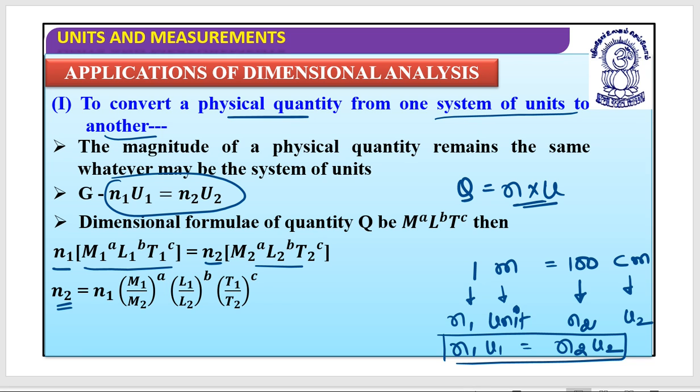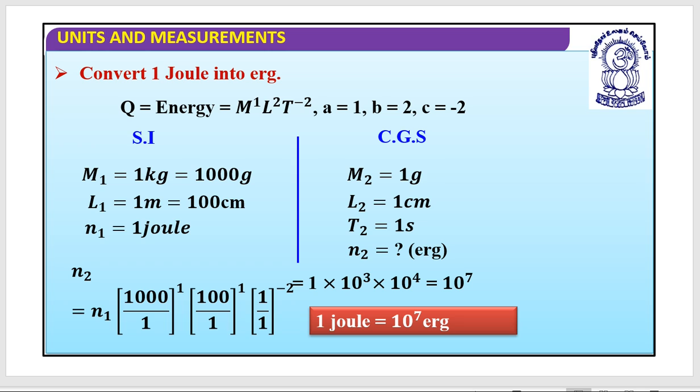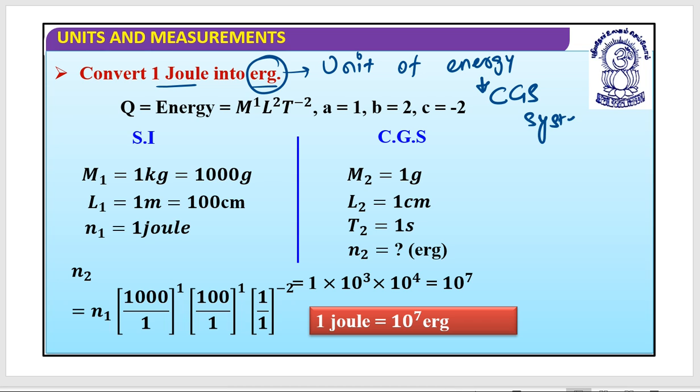We are going to show certain examples. Let's look at it. We need to convert 1 joule into erg. Now, do you know what is joule? It's a unit of energy. And what is erg? This is a unit of energy itself, but in the CGS system. This is the same unit of energy but in a CGS system.